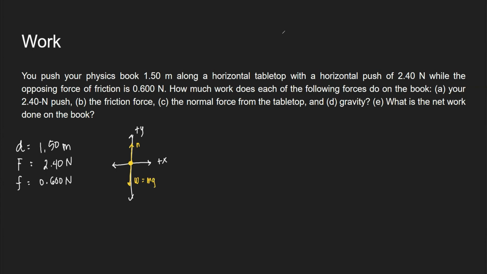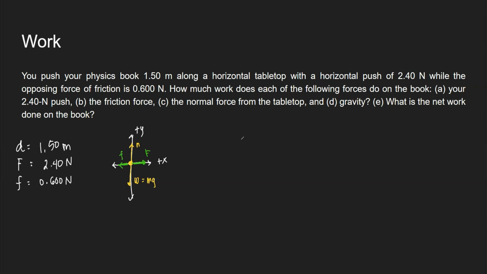For our forces, I'm going to be using a different color. This is my opposing force, which is my friction, and this is my external force. I'm pushing it towards the positive x-axis. And there would come a time that along the x-axis there is displacement, a change in your position, measured as a distance, which is 1.5 m. So let's take a look at letter A.